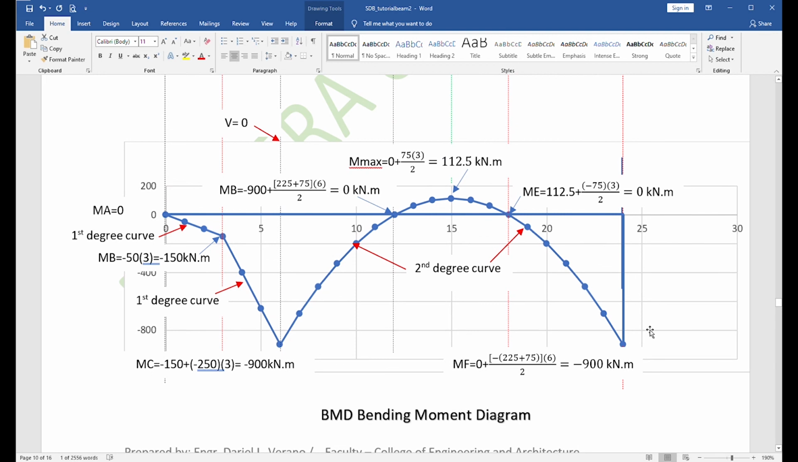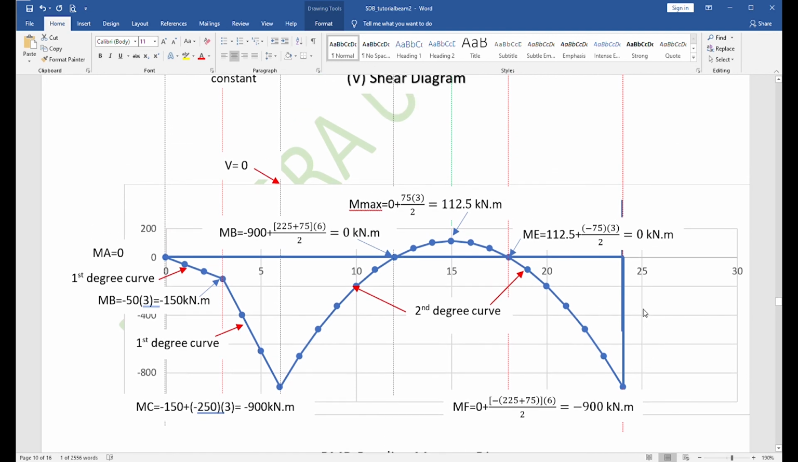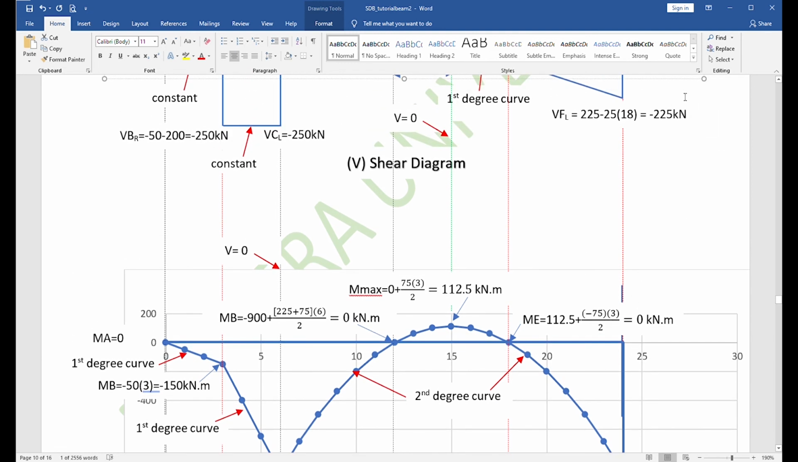So, ibig sabihin, nag-close yung bending moment diagram natin. Tama yung sagot natin. So, okay. So, that's it guys. Sa susunod, solve ulit tayo ng internally unstable beam.